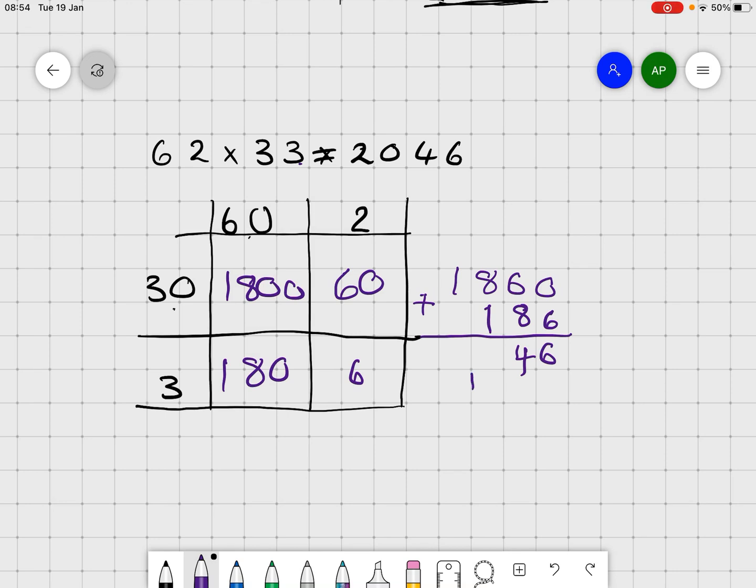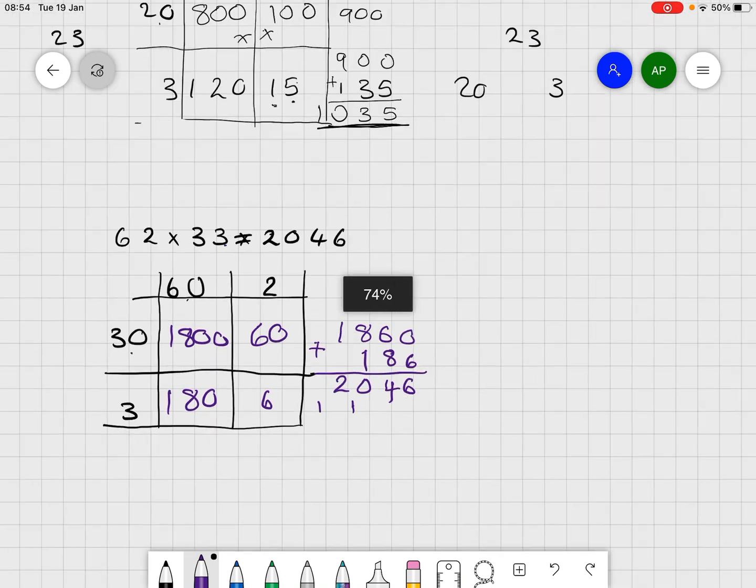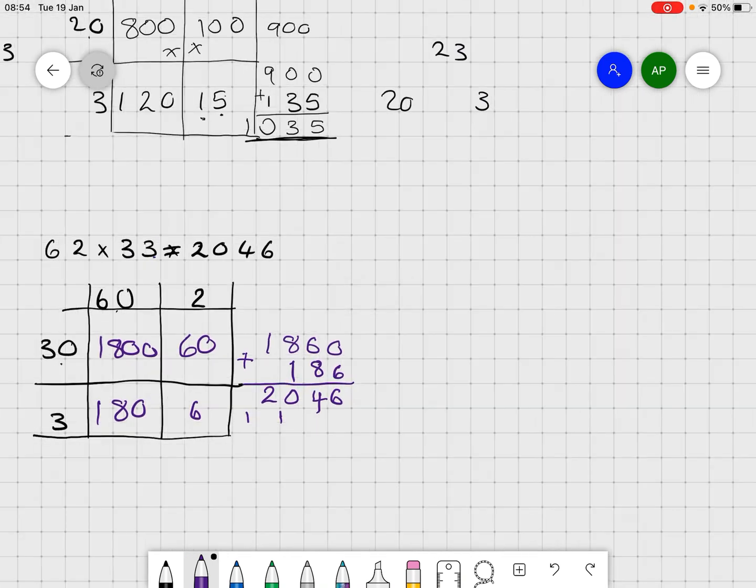All I'm going to do, add these two up, 6, 8 add 6 is 14, yep. 14. 1 add 8 is of course 10. 1 add 1 is 2,046. So hopefully you're able to follow this second question as well.